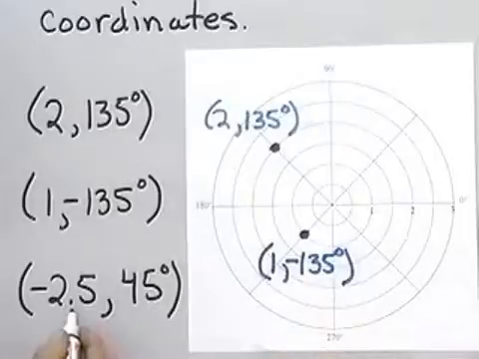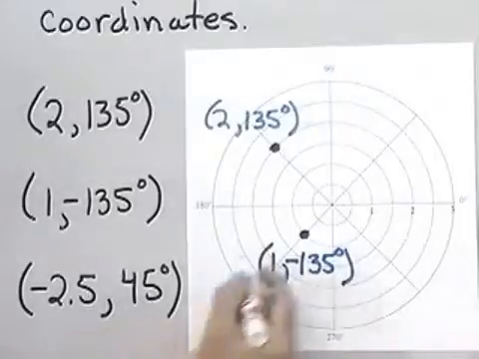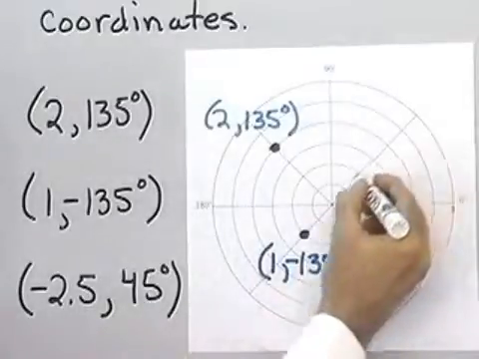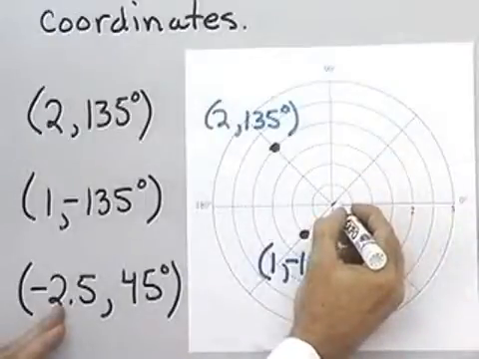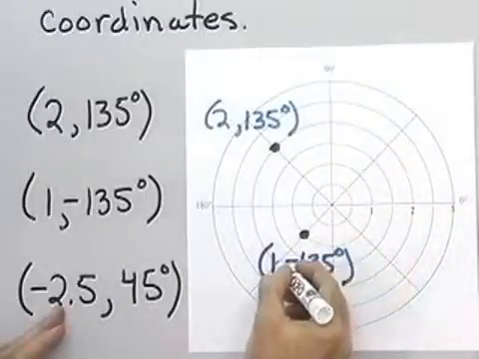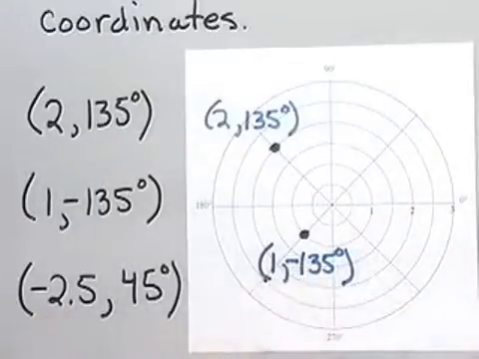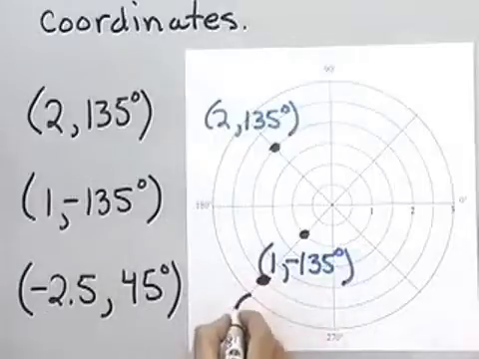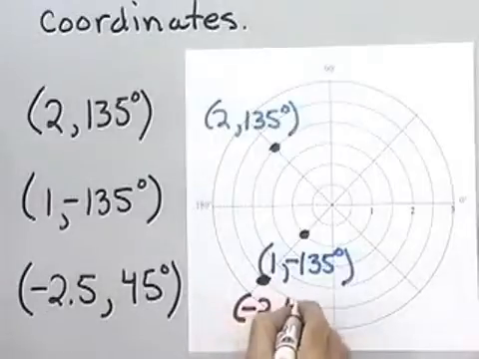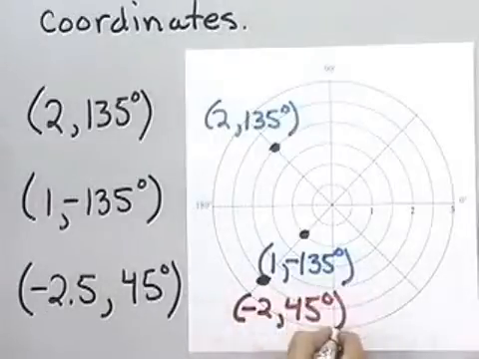Next, I have (-2.5, 45°). So here's 45 degrees right here, and now this time I want to go negative 2.5 units on that. So that's negative 1, 2.5. That's that point right there. Let me do that in red. That's this point, which is (-2.5, 45°).